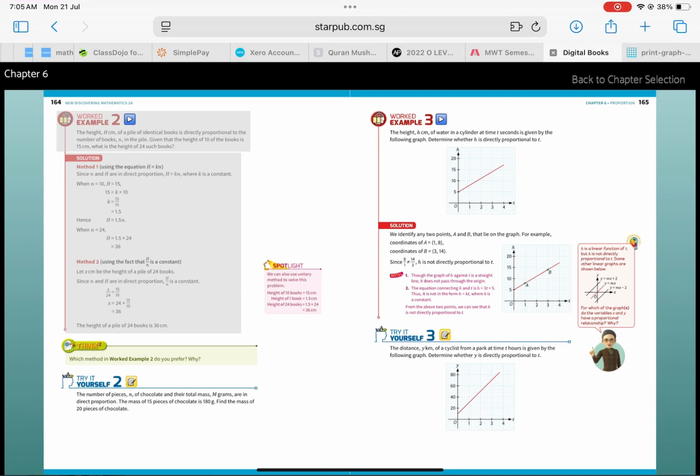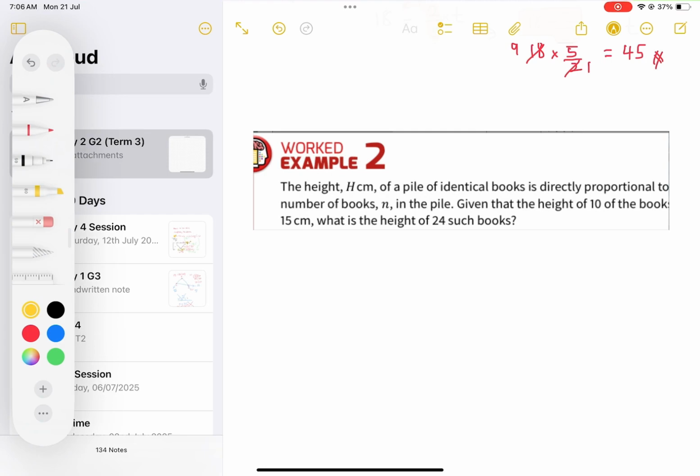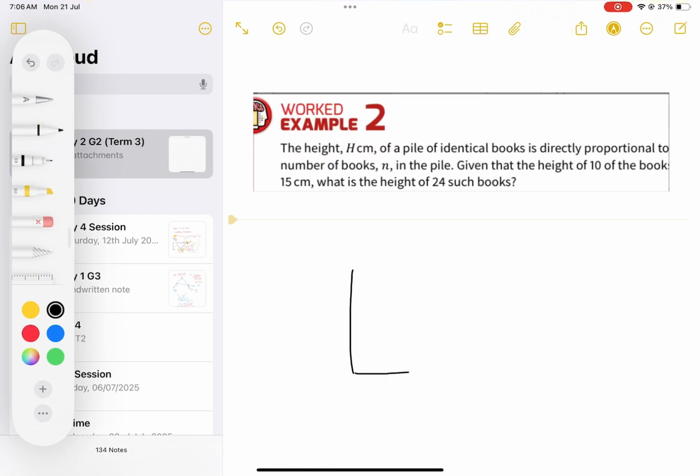Okay, for today, we'll be doing direct proportion. You can refer to your textbook 2A, page 164. We are going to do worked example 2 using what we call direct proportion. Direct proportion is when one variable increases, another variable will also increase. It can be seen from this graph. When one variable increases, another will also increase.